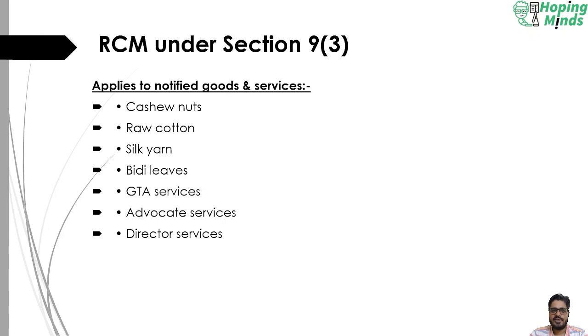Next we have advocate services. So legal services or advocate services provided by an individual advocate, including a senior advocate, or a firm of advocates to a business entity, then RCM applies on such services. RCM has to be paid at the rate of 18% by the recipient of such services, and the recipient will be eligible to avail the input tax credit of the reverse charge taxes paid. Point to be noted here is that legal services provided by an advocate or a firm of advocates are exempt from GST if provided to any person other than a business entity.